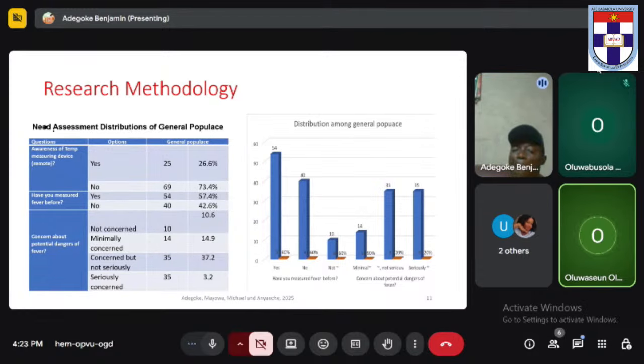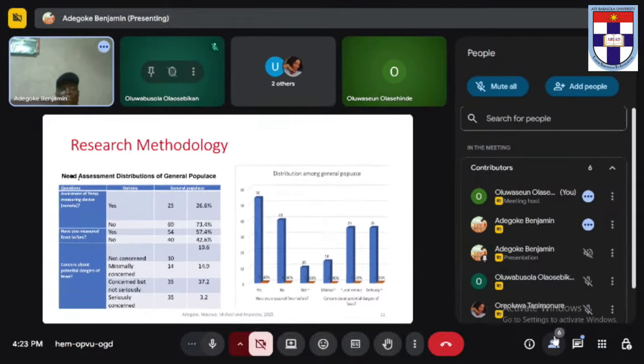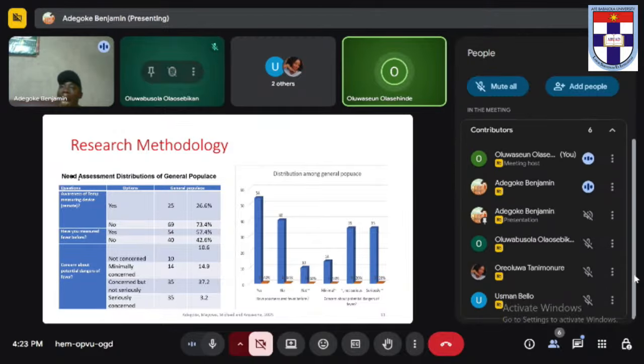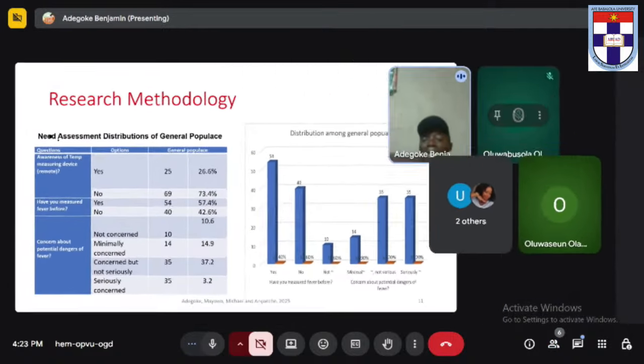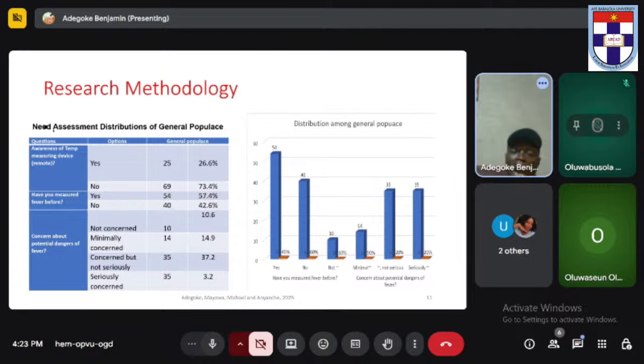About the general populace, it was discovered that many of them were not aware that it's possible to have your case attended to online or virtually, as reflected in the percentage: 73.4% were not aware, while only 26.6% are aware.